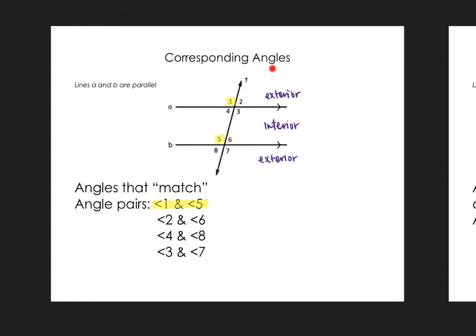So the first angle pair are corresponding angles, and the definition is angles that match. So for instance, angle 1 and angle 5 are both in the top left-hand corner. So think of these angles as a group and these angles as a group. These angle pairs are formed by one from the top group and one from the bottom. So another angle pair would be 2 and 6. Those are corresponding because they're both in the top right-hand corner. 4 and 8 are on the bottom left-hand corner. And 3 and 7 are also considered corresponding angles.